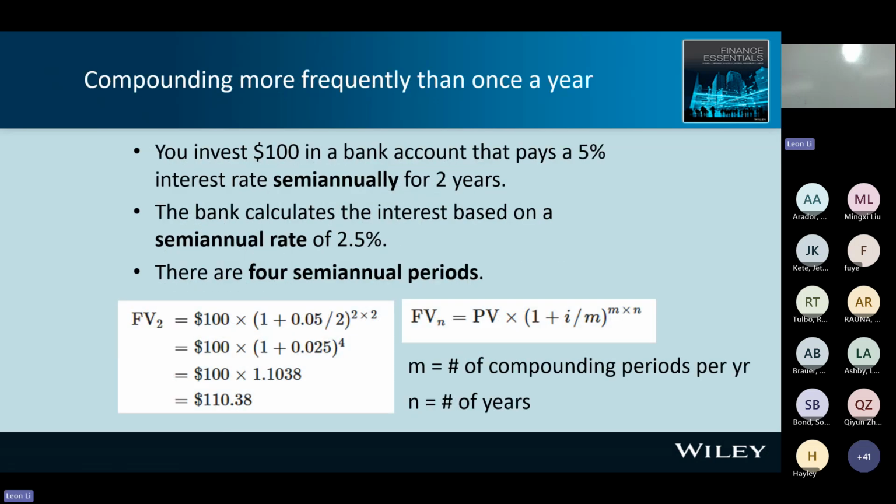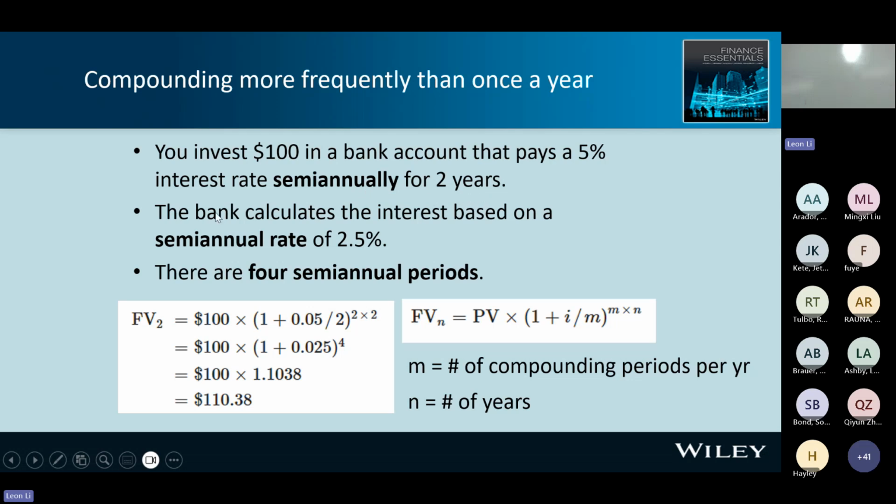On the next slide, we discuss the compounding frequency. I mean, compounding more frequently than once a year. In our previous discussion, our compounding frequency is annual, so we have payment every year. But here, we might consider another compounding frequency. For example, semi-annually, which means twice a year. So you invest $100 in a bank account that pays 5% interest rate semi-annually for 2 years.